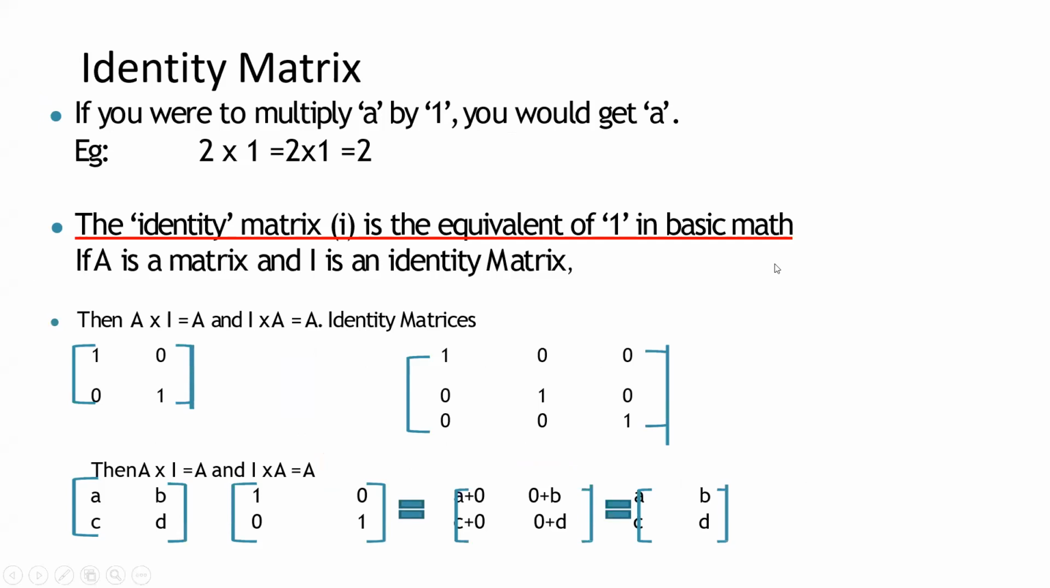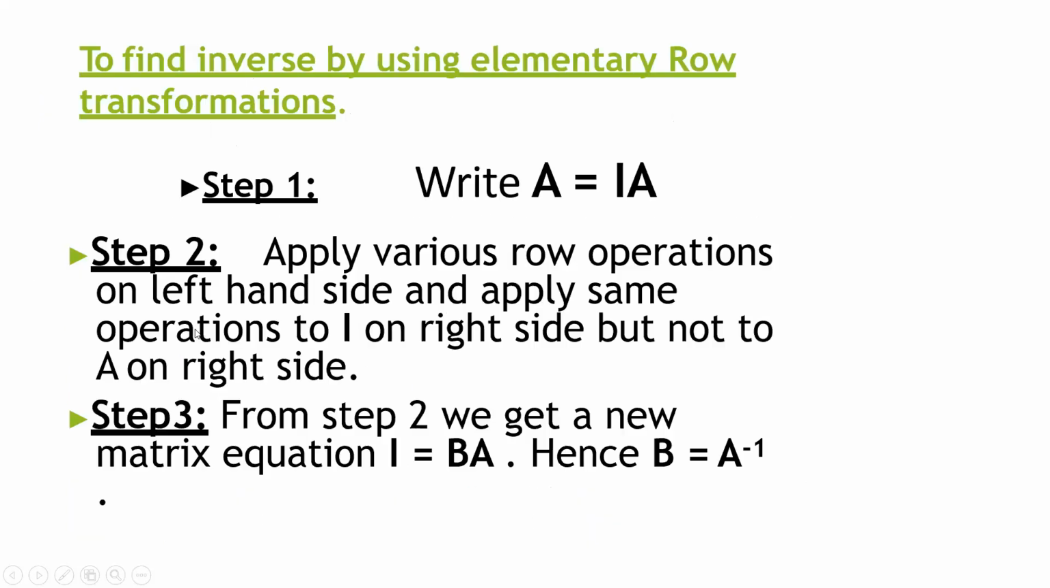So what does identity matrix mean? As we have discussed earlier, in the identity matrix the diagonal elements will be one, and other than the diagonal elements will be zero. In matrix multiplication, any matrix multiplied with the identity matrix, A into I will be A, or I into A will be A. So this is the property of the identity matrix: if you multiply any matrix with the identity matrix, you will get the same matrix as the result.